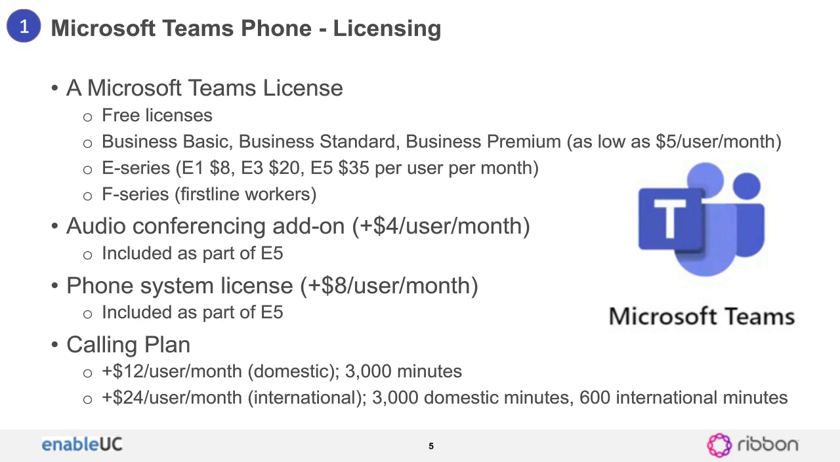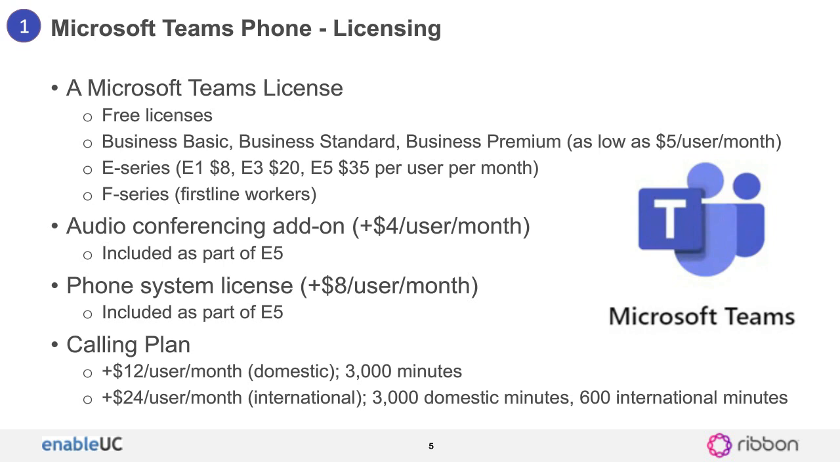There's two flavors. One gives you domestic calling at an additional $12 per user per month, with a pooled 3,000 minutes per user. That's a lot of minutes you're never going to go over, especially because it's pooled. Or with international, it's $24 per user per month, and you get 3,000 domestic minutes per user pooled, as well as 600 international minutes. So, step number one is you need the appropriate licensing.